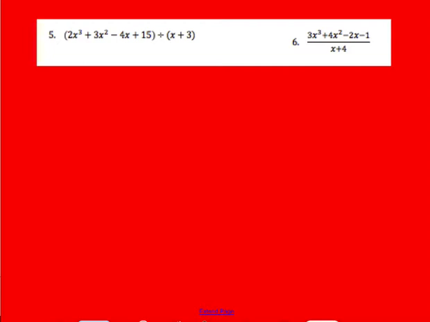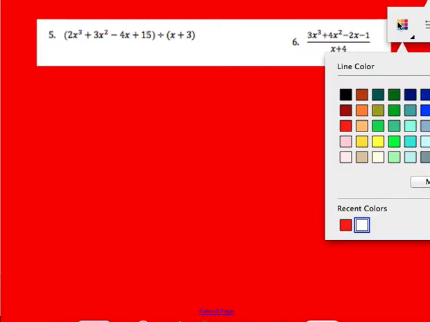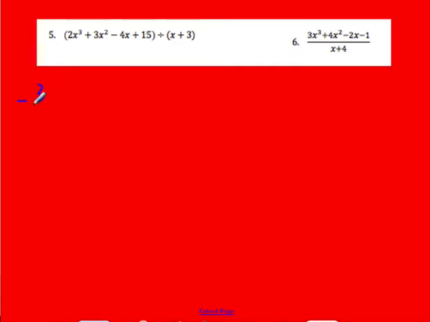Let's take a look at number 5. So number 5 is the same thing even though we have a cube term now. It'll still work out the same. So I'm going to put the opposite of my divisor constant in the box. Then each of the coefficients, again, just like long division, I'm checking that we don't skip any exponents, because then I have to put in 0 as a placeholder.